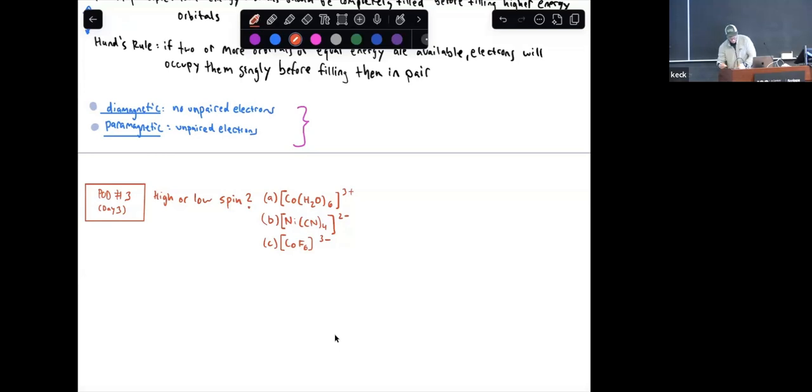All right, Catherine, what do you have? Hexa aqua, Catherine's vote is high spin. And then we can jump to C because that's most closely related. What did you have for that?